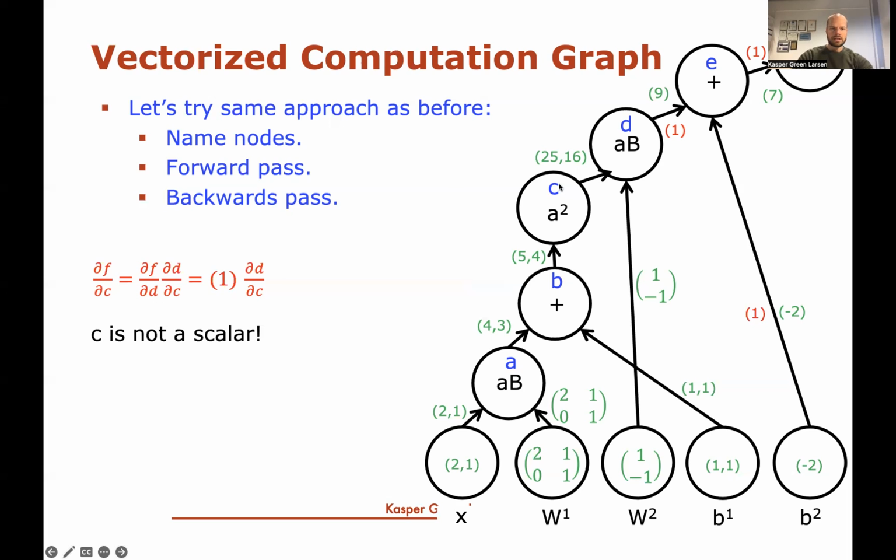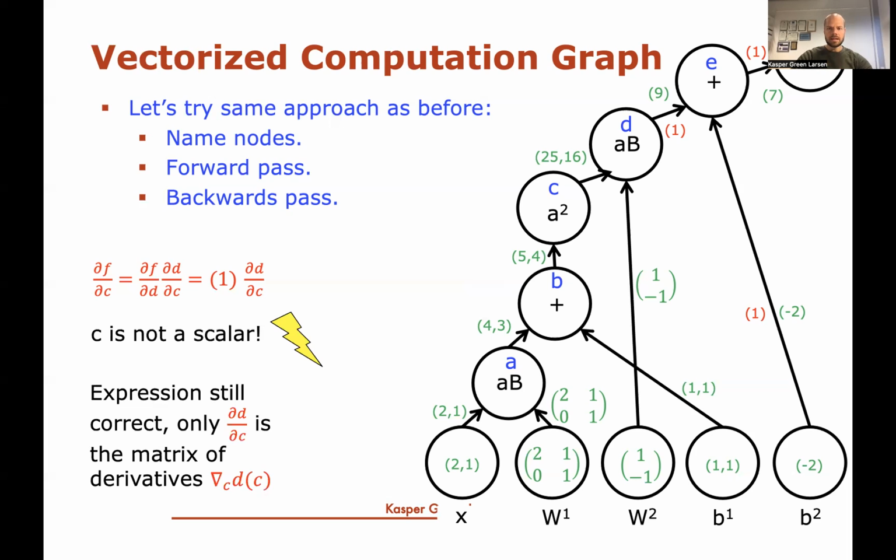So now the issue is that c here is not a scalar, right? C is actually a vector. What's being output here is a whole vector. So how do we proceed when this is not a scalar, right? Does this make sense, what we're doing here?